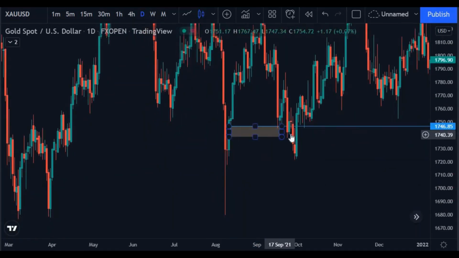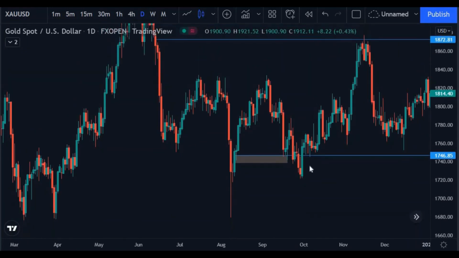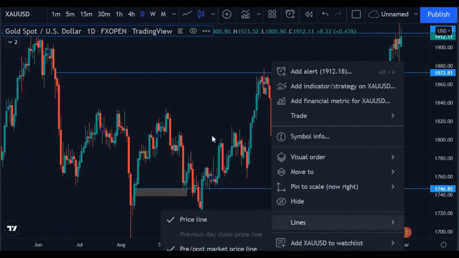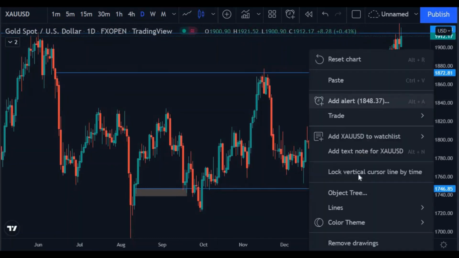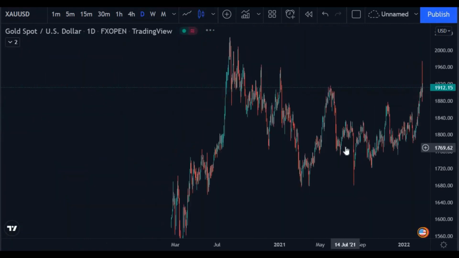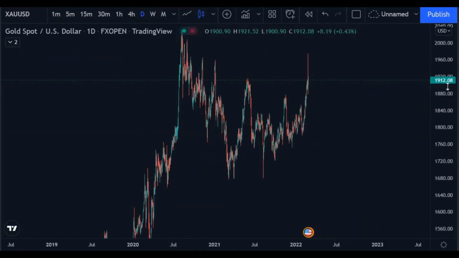We got the perfect reaction down here and then this corrective leg up before continuing the trend. So that is it with multiple time frame analysis using supply and demand trading method.